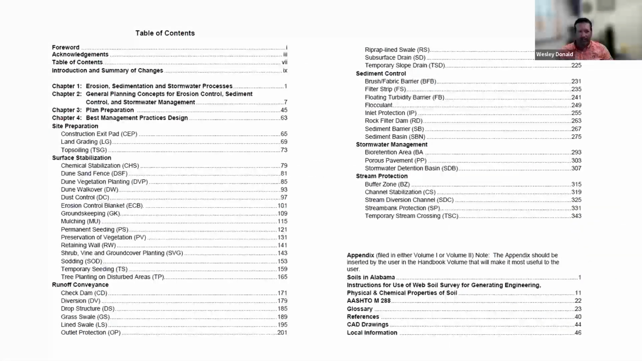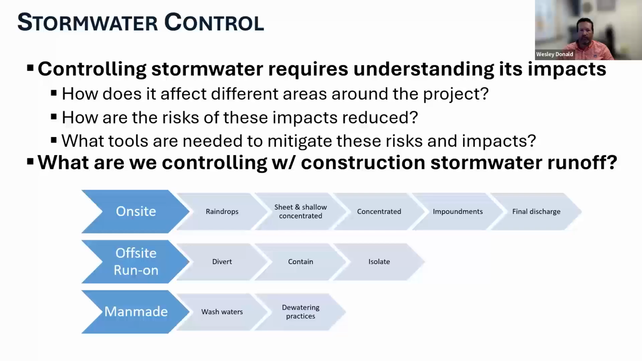Looking at the tools we have from this manual: site prep, surface stabilization, runoff conveyance. Right there we have a stormwater control, sediment control, obviously. Stormwater management is actually talking about post-construction applications. So runoff conveyance is one of the ways that we intentionally control stormwater on construction sites. But how much control do we think about with stormwater from a surface stabilization standpoint or a sediment control standpoint?